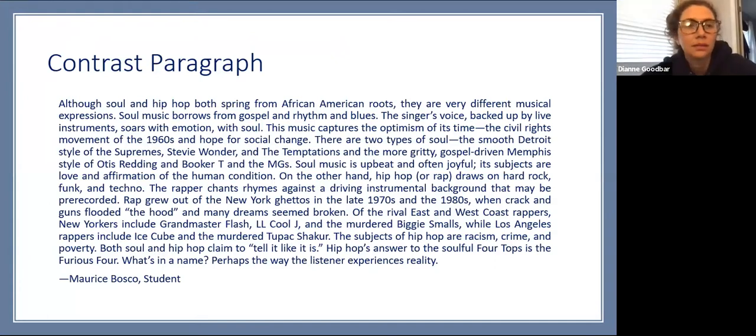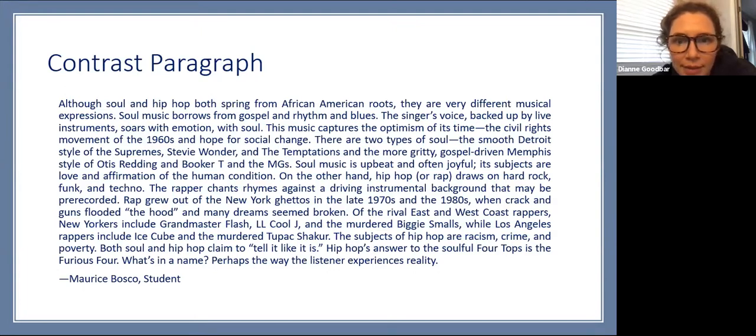Okay, thanks. Although soul and hip hop both spring from African American roots, they are very different musical expressions. Soul music borrows from gospel and rhythm and blues. The singer's voice, backed up by live instruments, soars with emotion and with soul. This music captures the optimism of its time, the civil rights movement of the 1960s, and hope for social change. There are two types of soul, the smooth Detroit style of the Supremes, Stevie Wonder, and the Temptations, and the more gritty, gospel-driven Memphis style of Otis Redding and Booker T. and the MGs. Soul music is upbeat and often joyful. Its subjects are love and affirmation of the human condition.